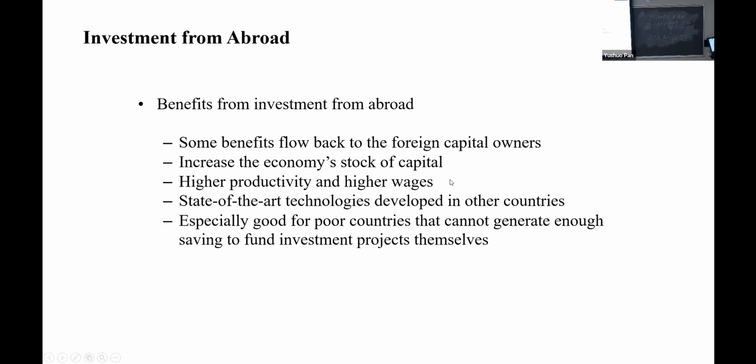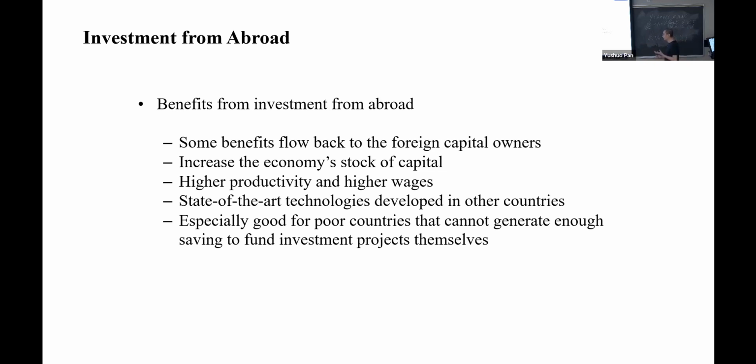And the second, increase the economy's stock of capital. Again, for direct investment, imagine a foreign company in Mexico. If a foreign company builds new factories in Mexico, then they are going to spend some money, right, to buy some machines over there. And that will increase the stock of capital in Mexico.